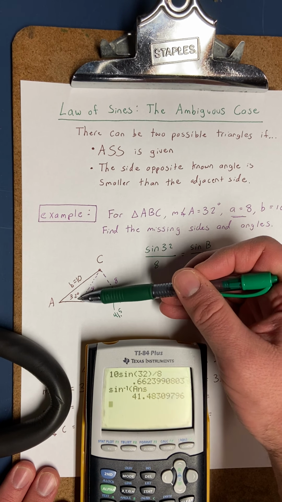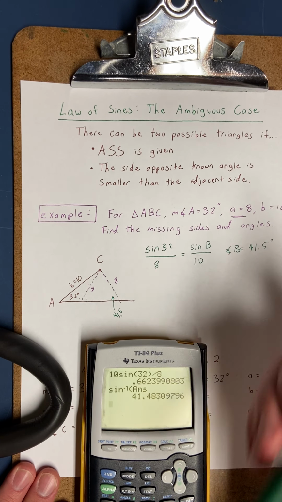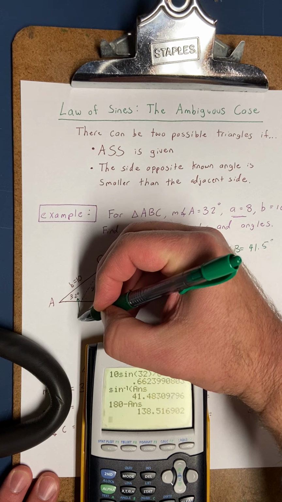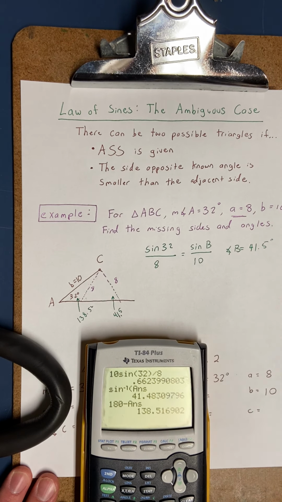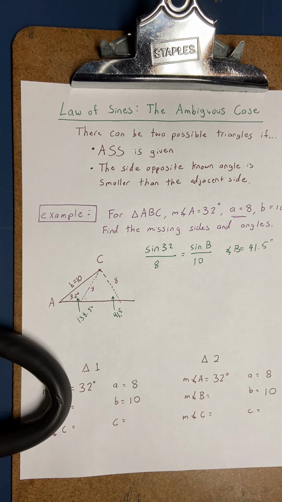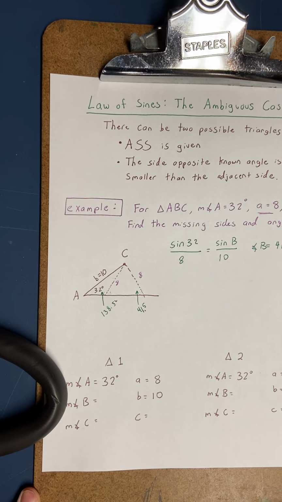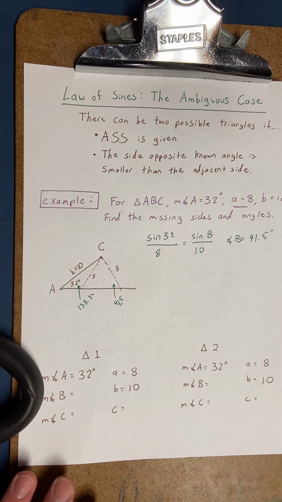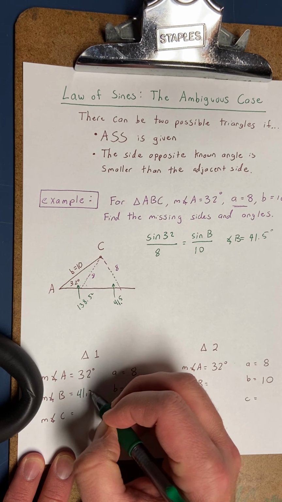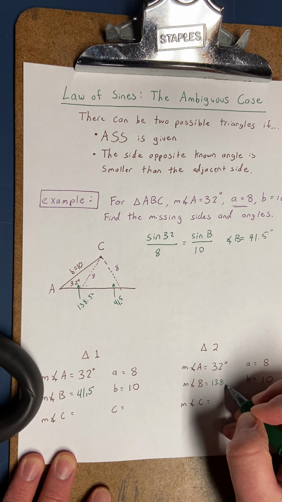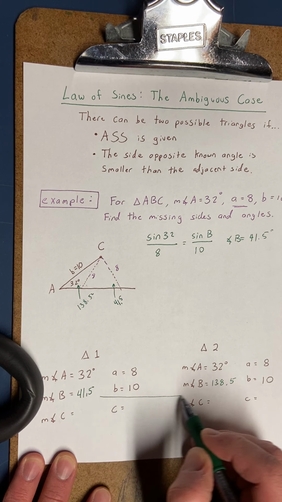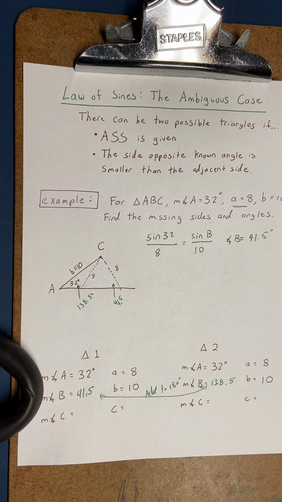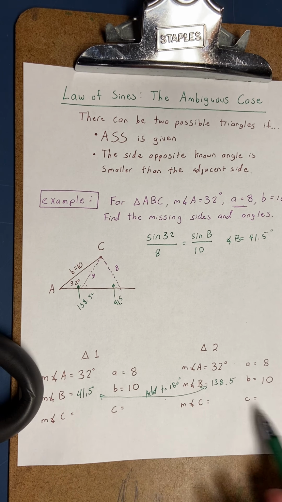If this one's 41.5, these two angles, being supplementary, a linear pair, would add up to 180. So if I do 180 minus my answer, 138.5, that's what angle B will be in the other triangle. So speaking of the other triangle, what I recommend doing with these problems is setting up two different sets of possible answers. So I have triangle 1 and triangle 2. In triangle 1, my angle B was 41.5 degrees, and in triangle 2, my angle B was 138.5 degrees. These will always add to be 180 degrees because of that isosceles triangle situation that I talked about earlier.